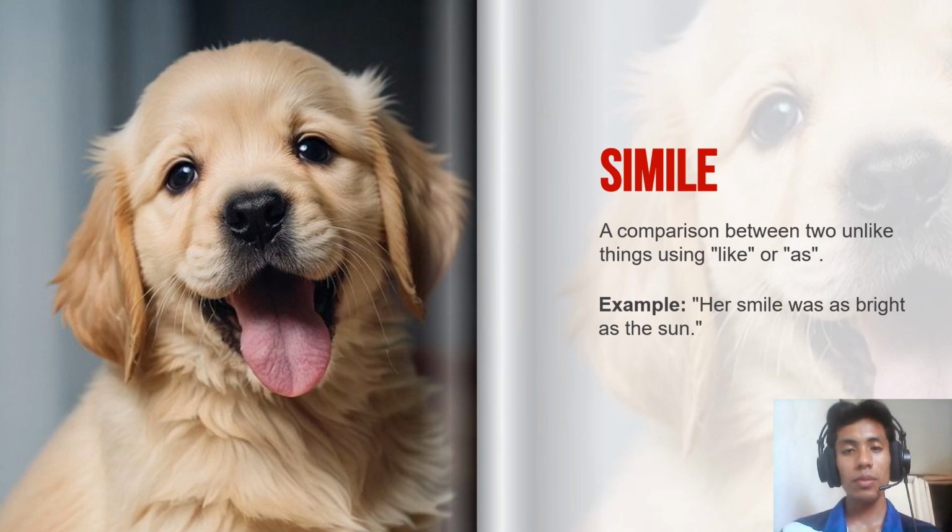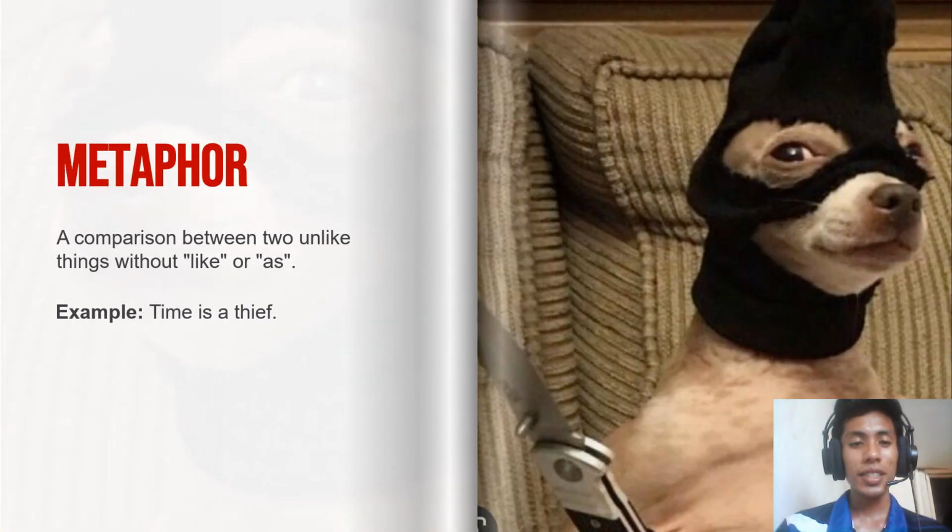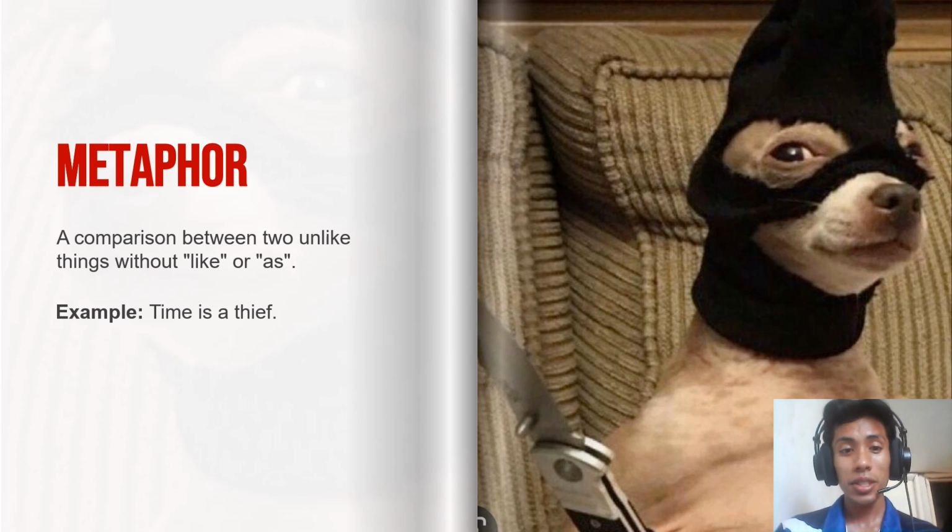So now let's discuss the next one, which is metaphor. Metaphor is a comparison between two unlike things without using like or as. So here's an example sentence. Time is a thief.